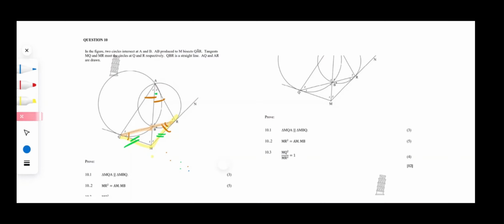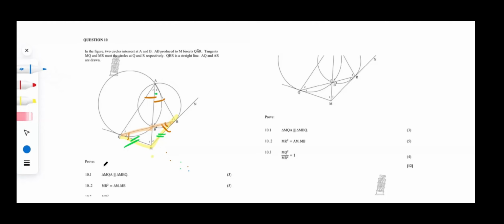Now, question 10.1, by the way, I will not be explaining how I got to the annotations. I've explained that in part 1. In 10.1, we have to prove that MQA is similar to MBQ. Before continuing on, what does it mean to prove that two triangles are similar to each other? I'm pretty sure we're all familiar with that, so I will not backtrack all the way back there. But this is the method I want everyone to use. This is incredibly effective.